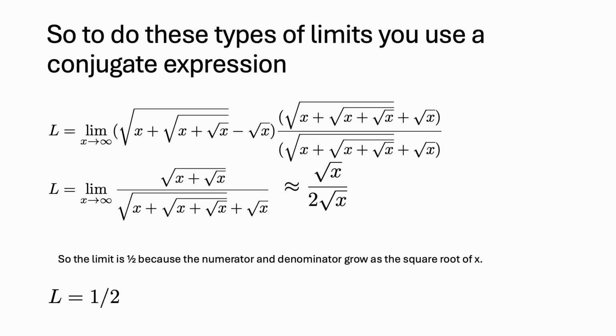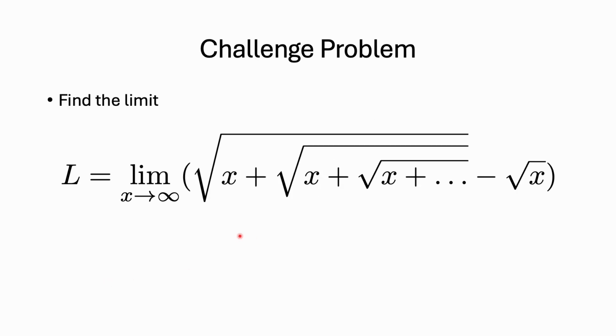So I got a challenge problem for you. Find the limit as x goes to infinity of the continued radical with all the terms up to infinity minus square root of x. You should be able to do this problem in a similar way. So I hope you learned something and can do some tricky problems.